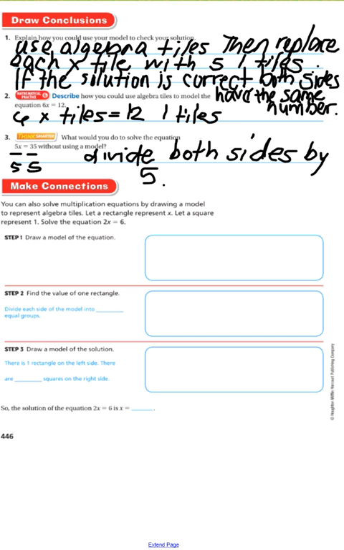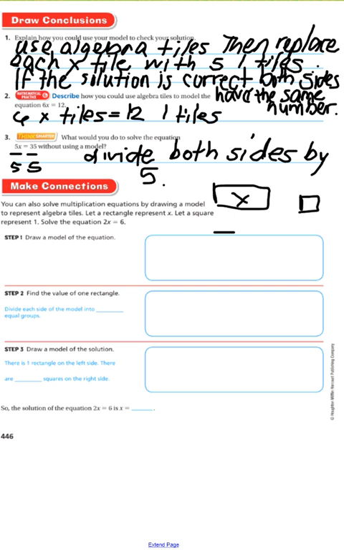Okay. Make connections. You can also solve multiplication equations by drawing a model to represent algebra tiles. Let a rectangle represent x. Let a square represent 1. So that's just saying the x tiles and then the 1 tiles. Solve the equation 2x equals 6.